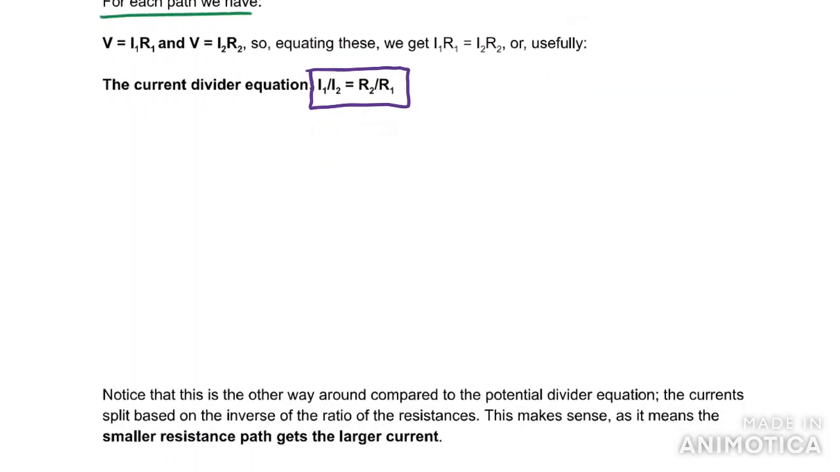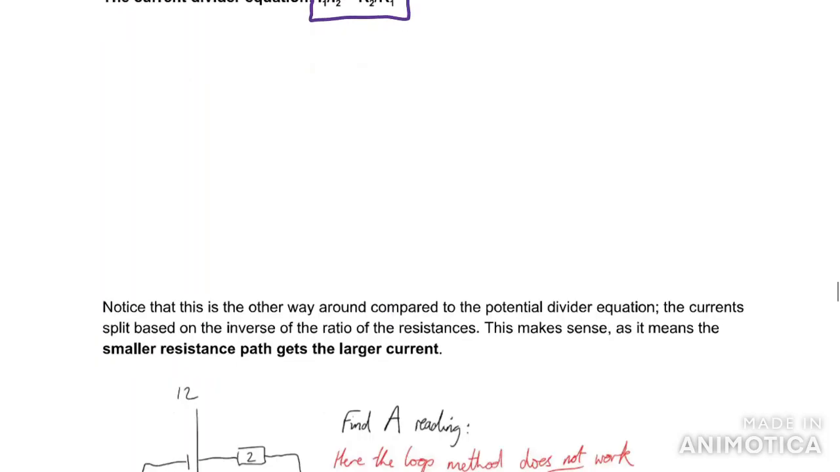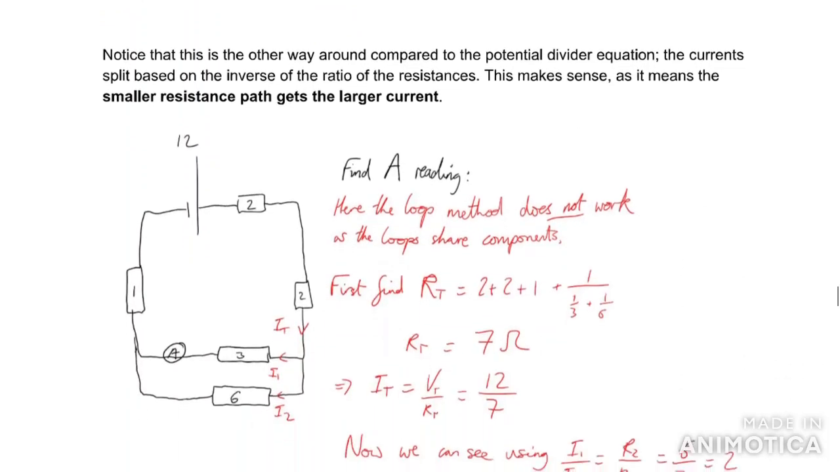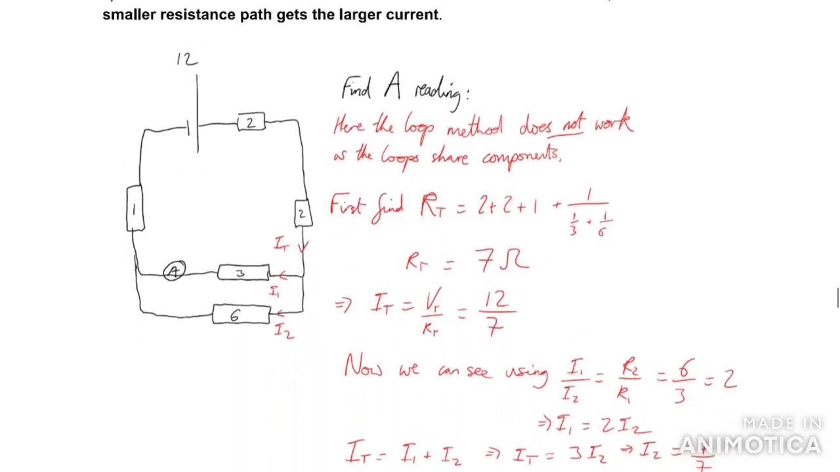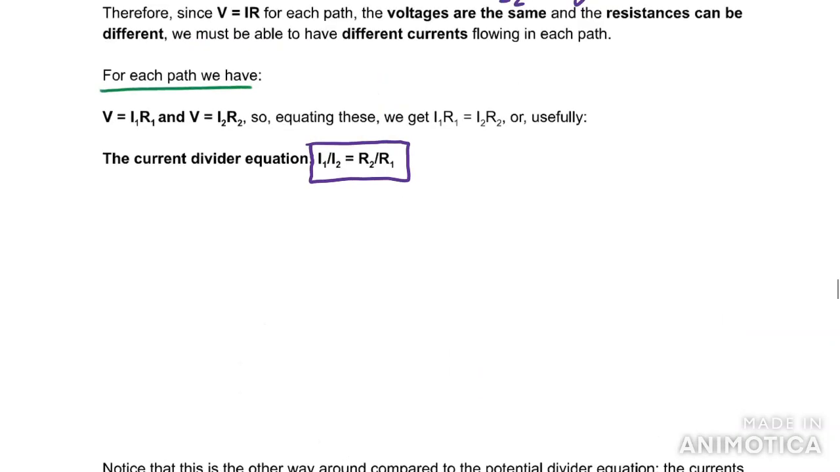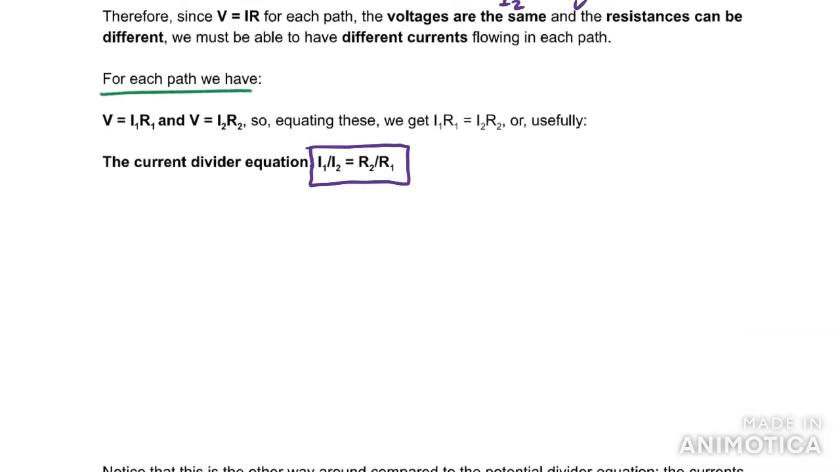In other words, the smaller resistance path gets the larger current. That should make sense, because a smaller resistance path is like a bigger pipe. So just remember that. Especially in A level, you will not have to do any very complex current calculations. You usually don't have to do many current calculations at all. You can usually get by with potential dividers.